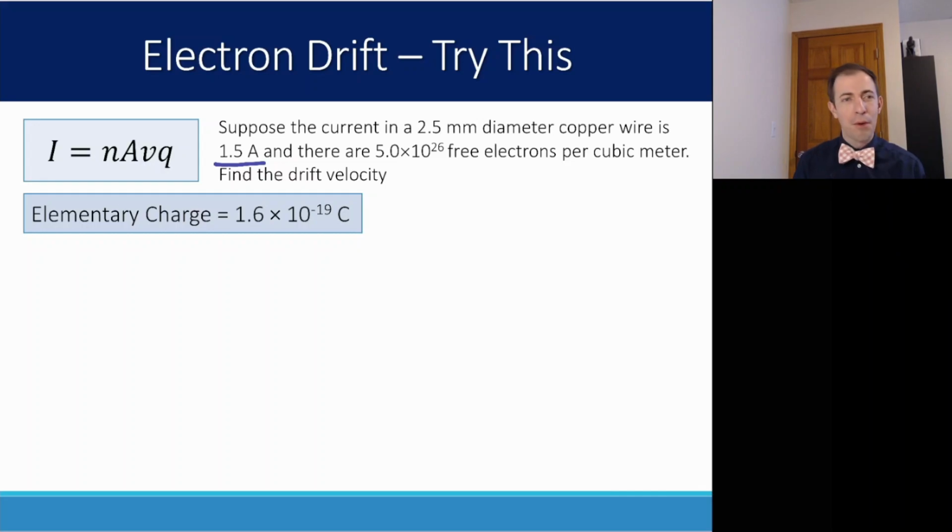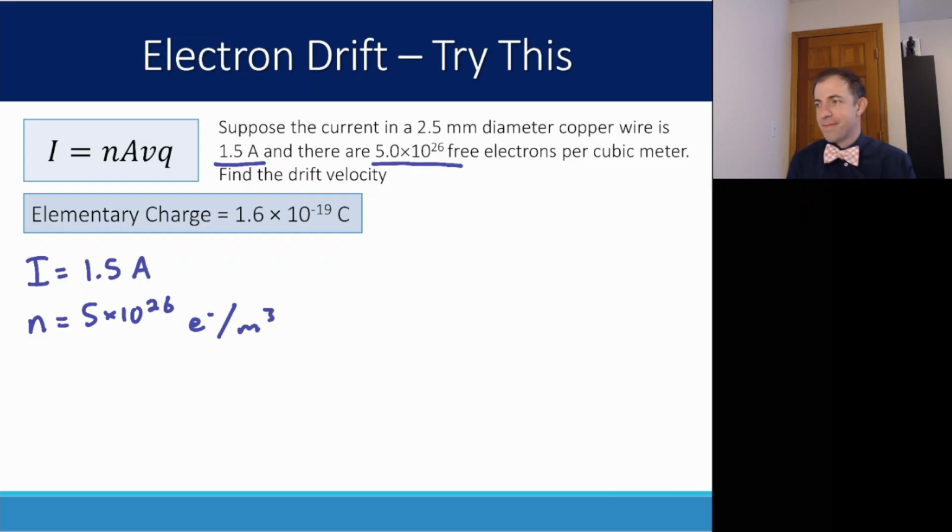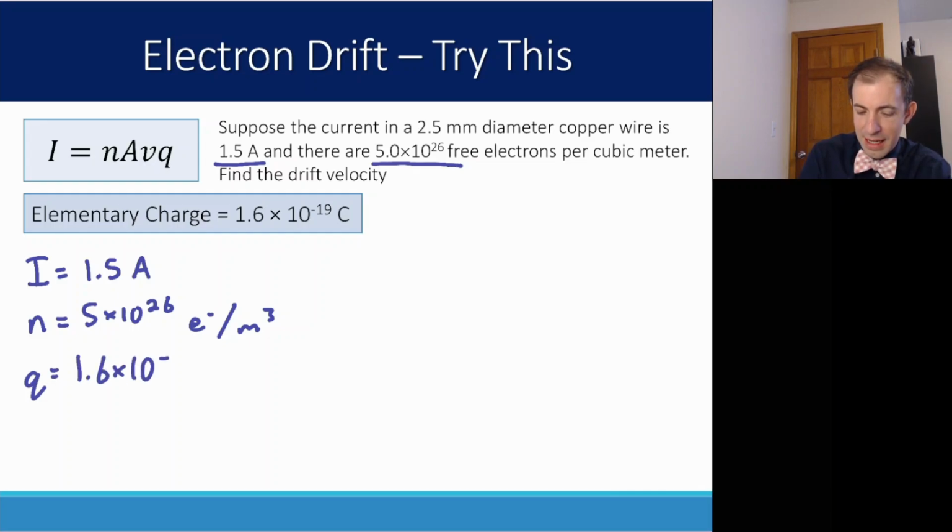Well, I think the easiest place to start is just to identify what we are given. First, let's look at 1.5 amps. That is my current. Current is represented with an I. So I is 1.5 amps. This value here, 5 times 10 to the 26th free electrons per cubic meter, that is n. n, in this case, is 5 times 10 to the 26th, and technically, that's electrons per cubic meter. And then q is my elementary charge. That's 1.6 times 10 to the negative 19th coulombs. That will always be the case.